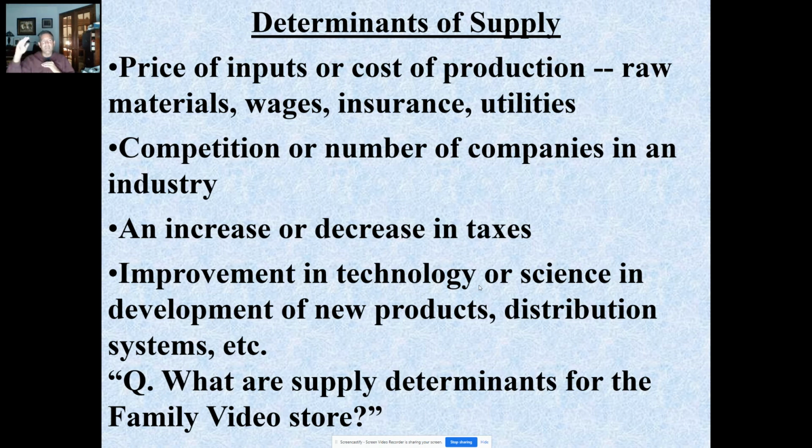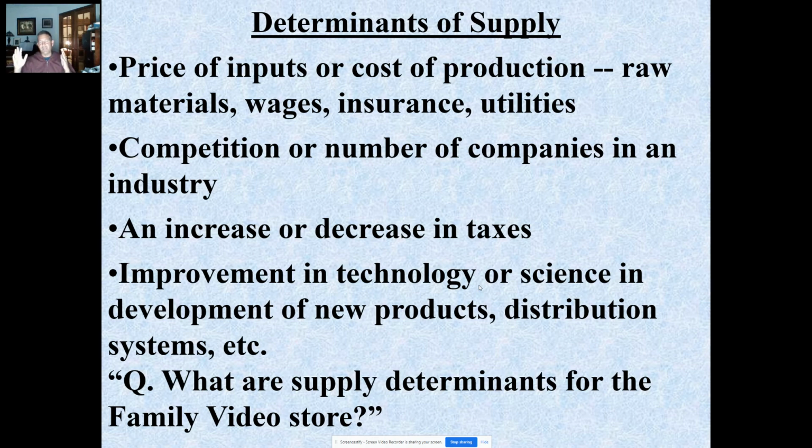So if taxes go up, profit margin is lower, companies will make less at any price. So that's a leftward shift of supply. And if taxes decrease, companies get more profit. They're happy to provide more at any price.